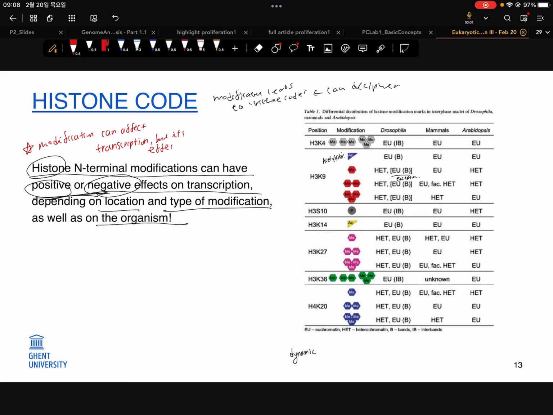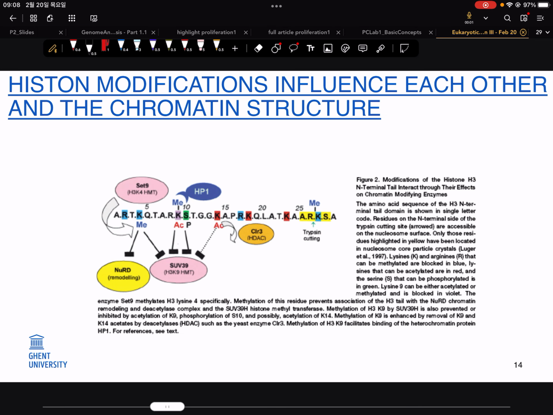And moreover, they influence each other. I already explained that it's of course exchangeable. This is an N-terminus of histone 3. You see here, the fourth lysine can be methylated. So H3K4 can be methylated. H3K9 can be methylated or acetylated. It's one or the other. So depending on what it is, you will see other things happening.